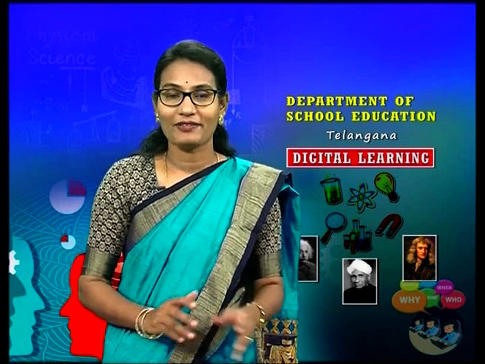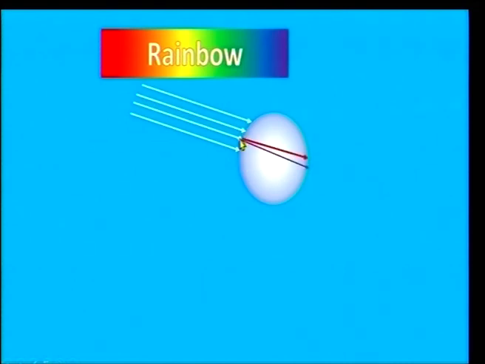Let us understand this formation of rainbow graphically. See here children, observe this picture. Here there is a water droplet. I am taking only a single water droplet. When the sunlight is incident on this water droplet, the light rays are dispersed inside the water droplet and emerge out as the whole spectrum of colors.